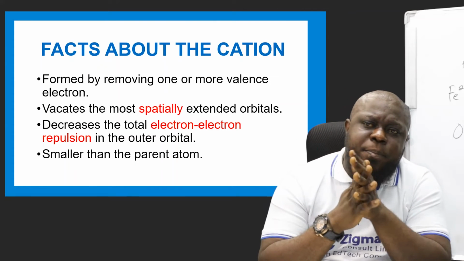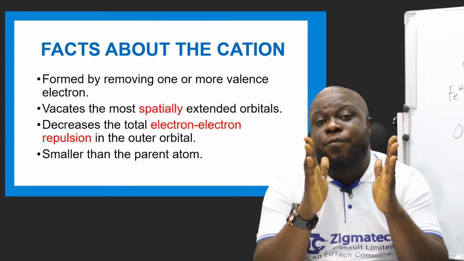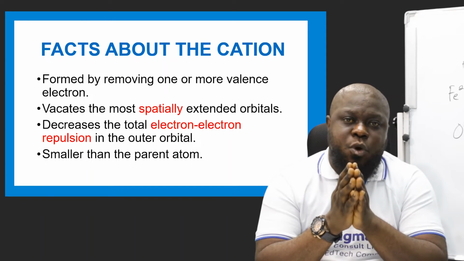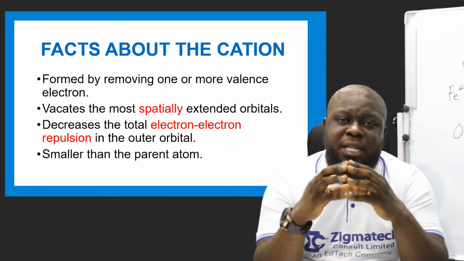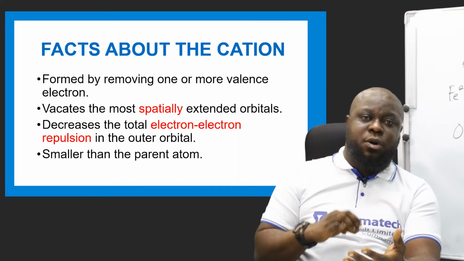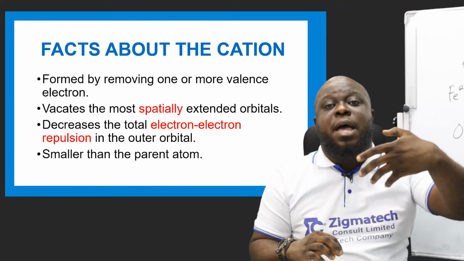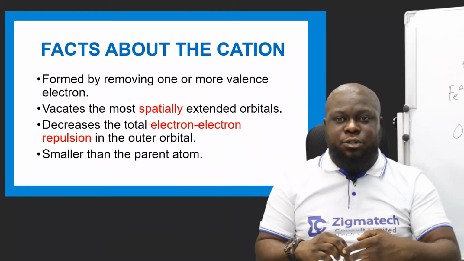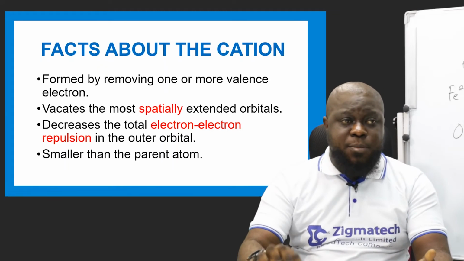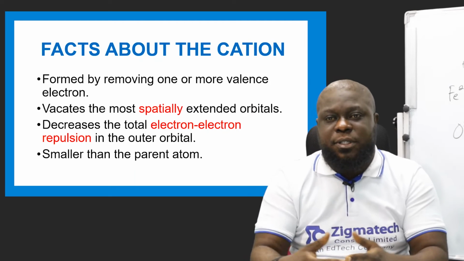Now, the first one says formed by removing one or more valence electrons. Why? Because the atom contains equal numbers of positive and negative charges. So when you remove one valence electron, the protons will now outnumber the electrons. Let's say they have 13. You now remove one. The electrons will now be 12, and the protons will be 13. In essence, it will become a positive charge.